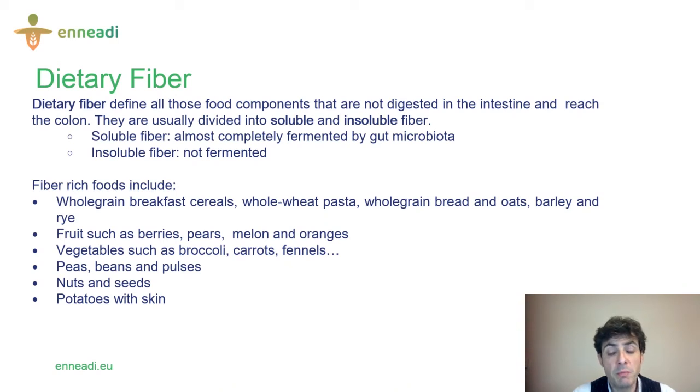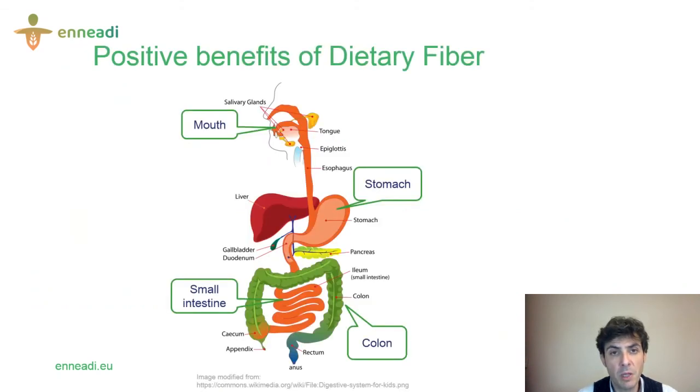We know some fiber-rich foods. Most of them are plant-based foods, like whole grain cereal, pasta, and bread. Of course, fruit and berries contain a lot of fiber, as do peas, beans, and nuts. Fiber is, in this case, important to promote the intestinal transit of what we eat. We can find positive effects of fiber at every level of our digestive tract.